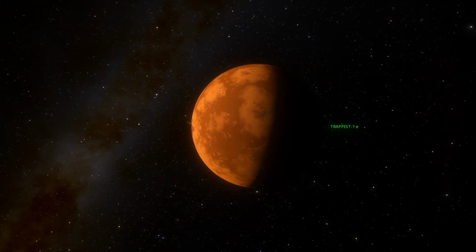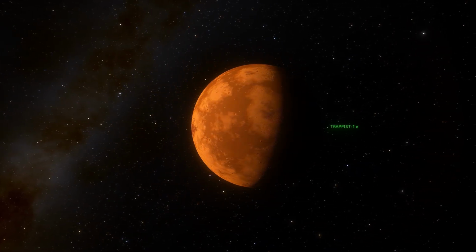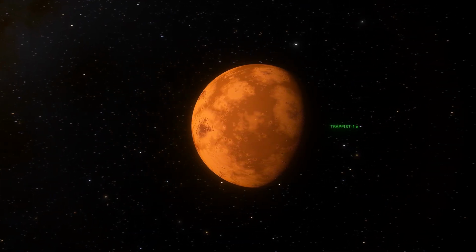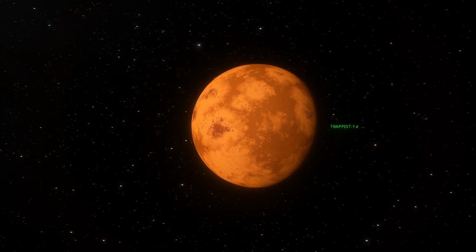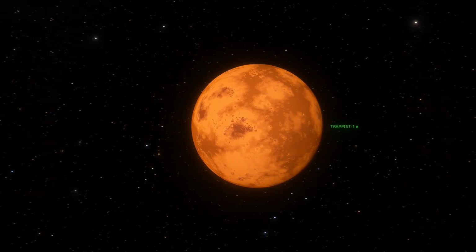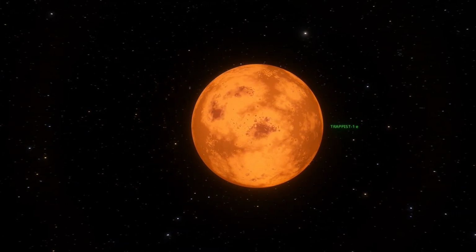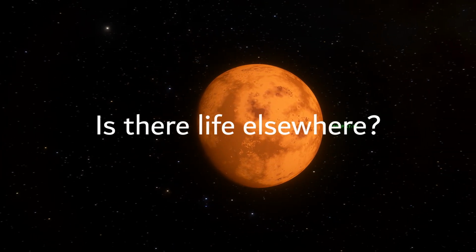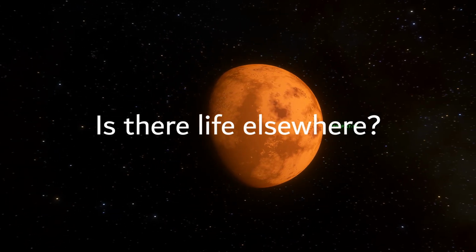This is TRAPPIST-1e, an exoplanet 39.46 light-years or 12.5 parsecs away from us in the TRAPPIST system. Till date, almost 5,500 exoplanets have been discovered. Now, a major question that has been driving science in recent times is: is there life on any of these planets, especially on planets similar to Earth, the so-called Earth twins?